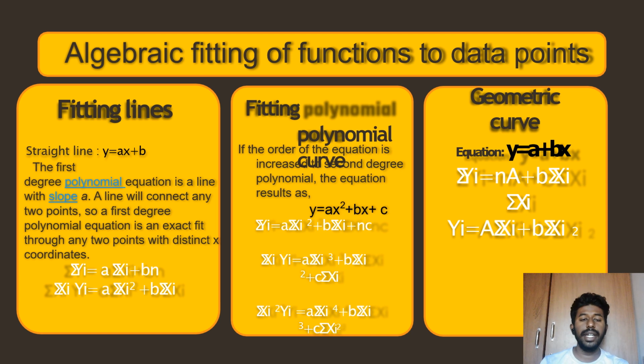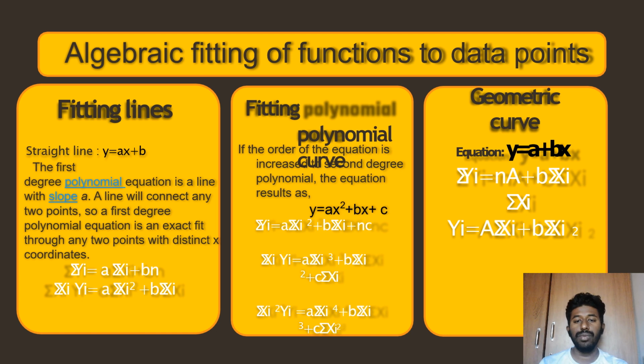A straight line is basically represented by the equation y is equal to ax plus b. The first degree polynomial equation is a line with a slope a. A line will connect any 2 points, so the first degree polynomial equation is an exact fit through any 2 points with distinct x coordinates. Here are the equations for fitting lines for a straight line. Sigma yi is equal to a sigma xi plus bn.